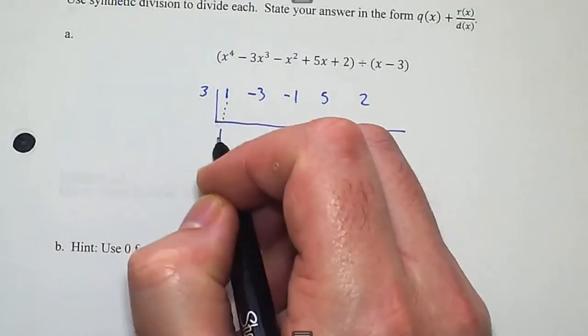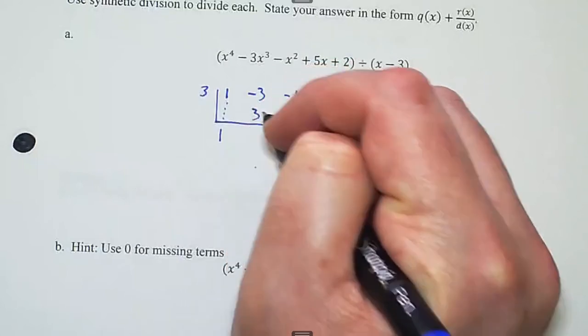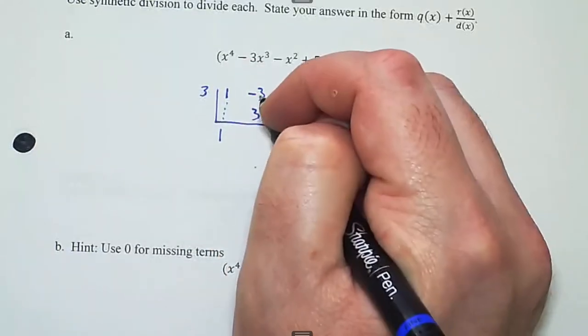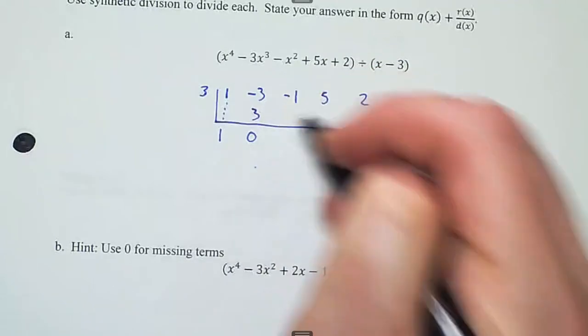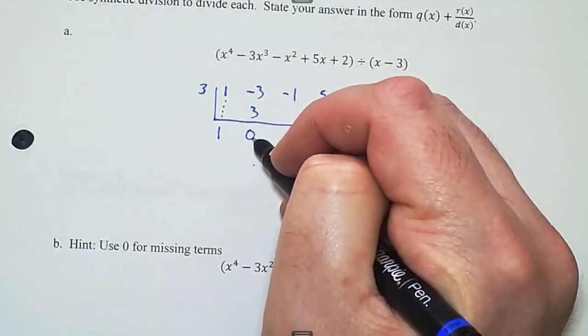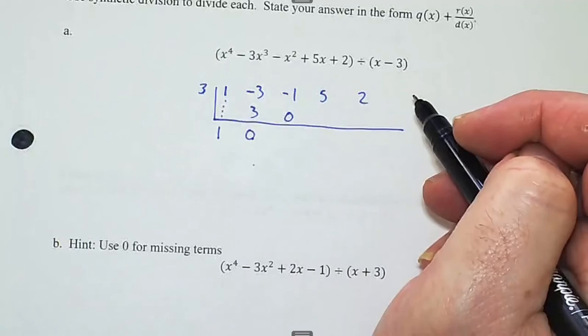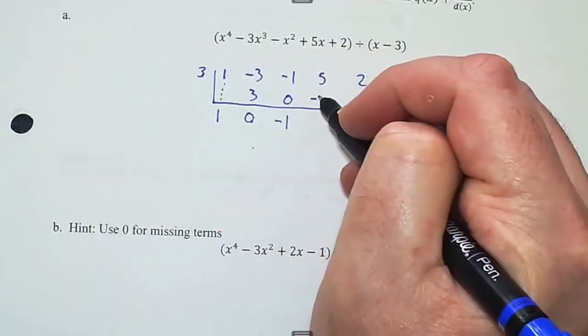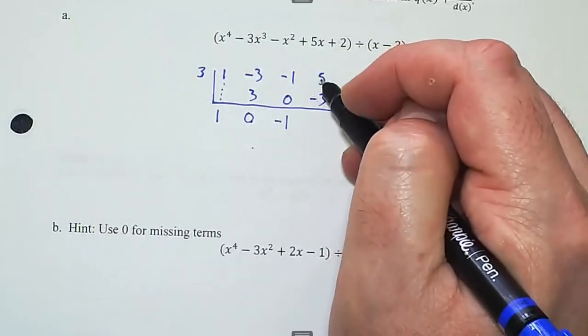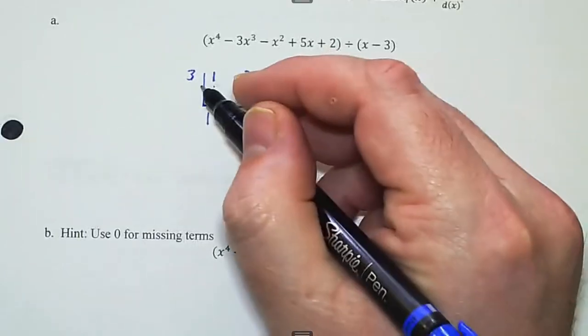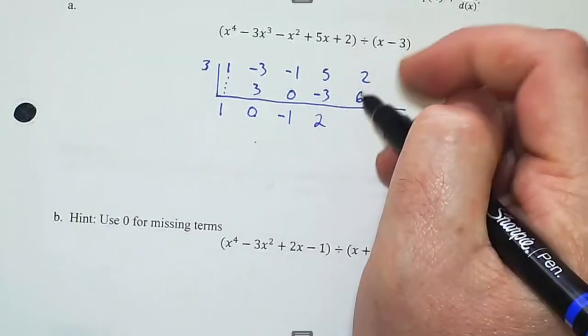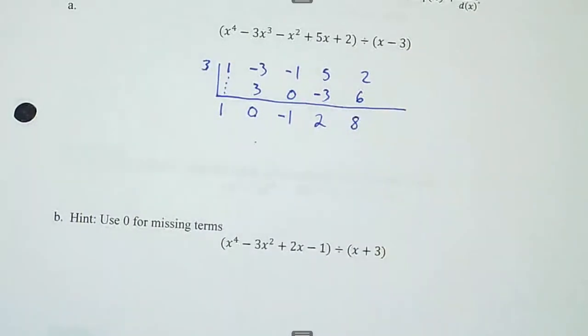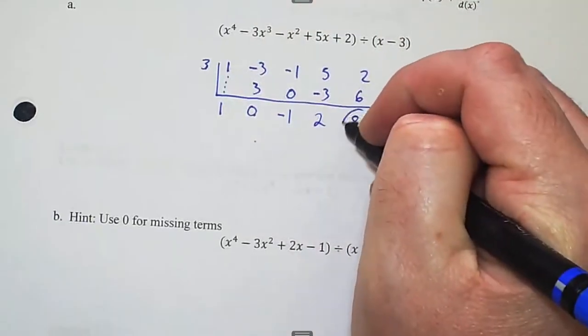Then multiply 3 times 1 and you get 3. 3 times 1 is 3 and you put it there. Then you add. Negative 3 plus 3 is 0. Then you multiply 3 times 0 and get 0. And then you add and you get negative 1. 3 times negative 1 is negative 3. Then you add and you get 2. 3 times 2 is 6. Then you add and you get 8. All right, now this is the remainder.